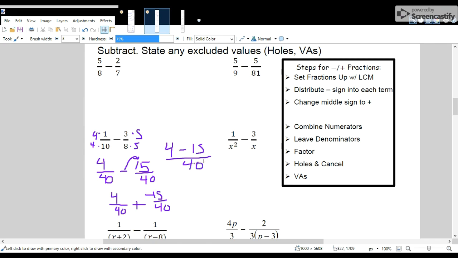In this example, there's nothing to factor, and there's no wholes and no vertical asymptotes because there are no variables. So our answer would be negative 11 over 40. Let's look at another one.